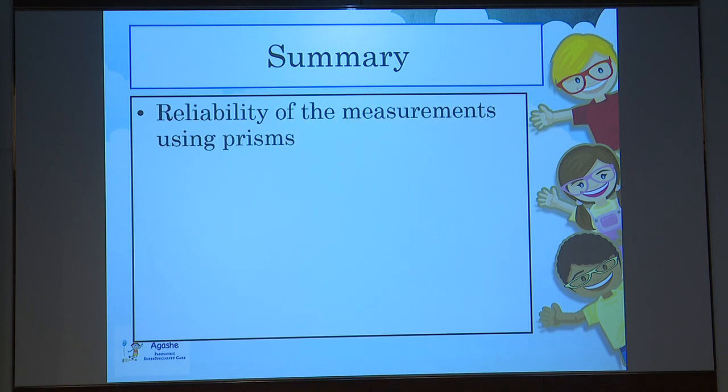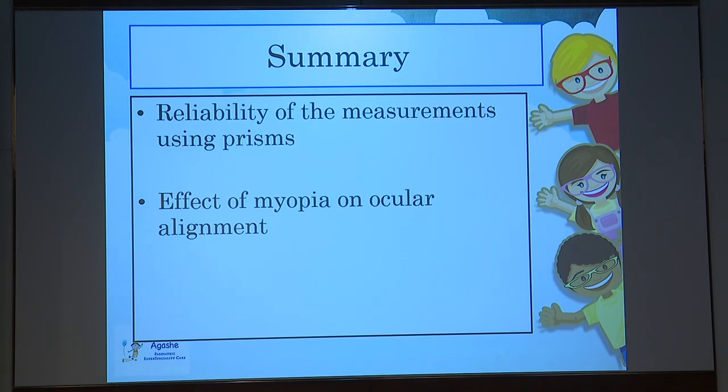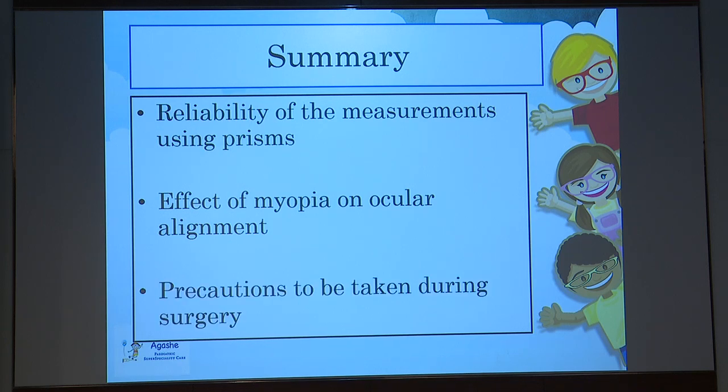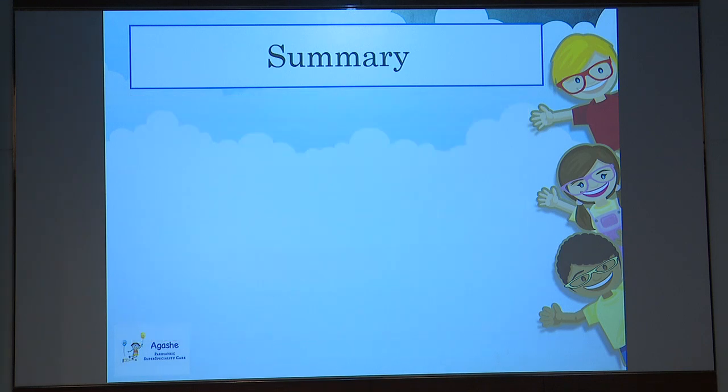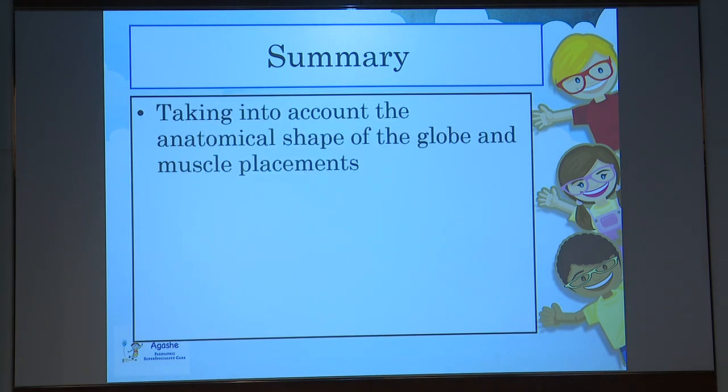So to summarize, keep in mind the reliability of the measurements with prisms. The effect of myopia on ocular alignment should be tried. Precautions to be taken during surgery with respect to scleral perforation. Take into account the anatomical shape of the globe and the muscle placements and use orbital imaging judiciously.